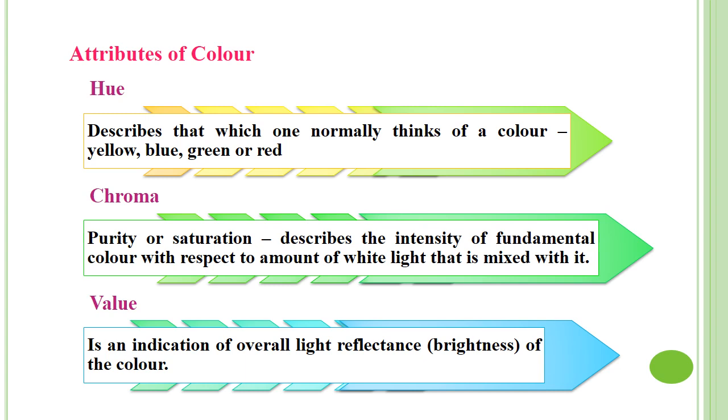The second aspect is the chroma, that is about the purity or intensity of that perception of color, and it describes the intensity of fundamental color with respect to amount of white light that is mixed with it. And the third attribute is the value, that is about the brightness of that color. So this is an indication of overall light reflectance or brightness of the color. So these are the three basic aspects of color which determine the overall impression or perception of the color of anything.